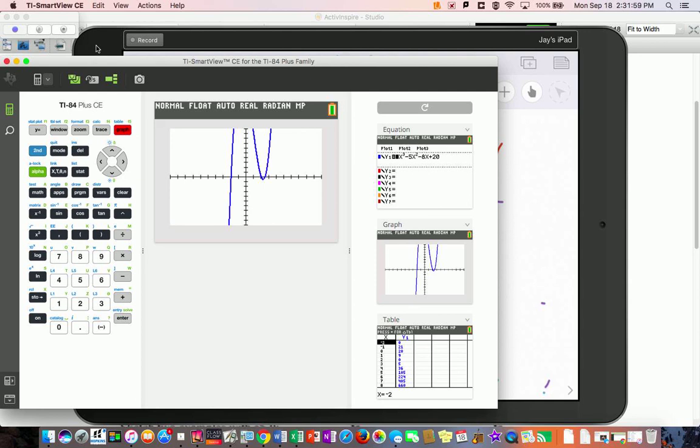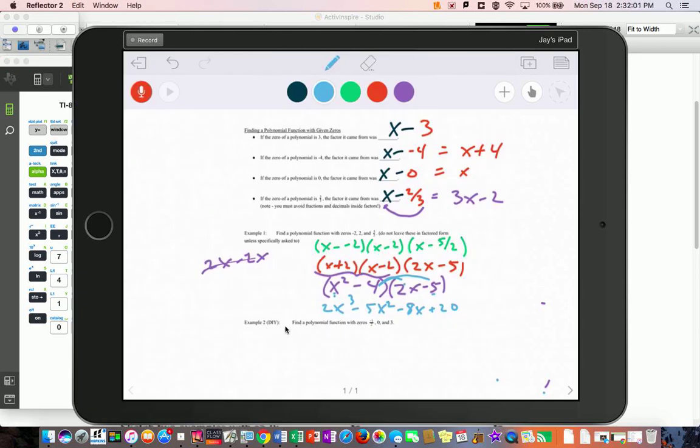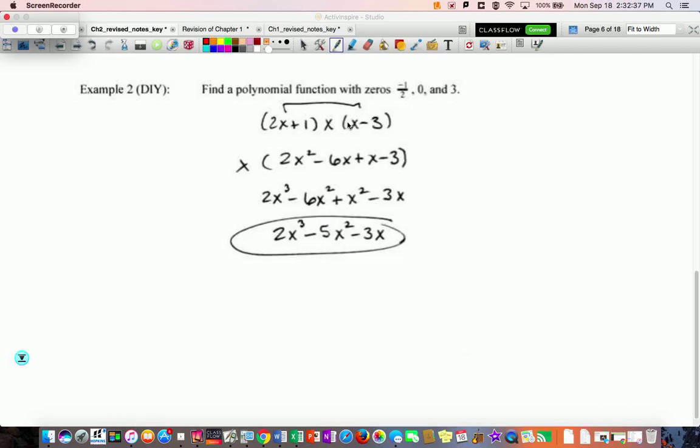So now you're going to do the next one, the DIY. So go ahead, plug it in, do your multiplication, check it on the graphing calculator, and then I will show you the answer. So pause the video now and come back and look at the answer. So here is what I did. Instead of writing x plus 1/2, I did 2x plus 1. 0 just means it's an x, and x minus 3. I multiplied these two first, and I got this. And then at the end, multiply by your x, and this should be your final answer.